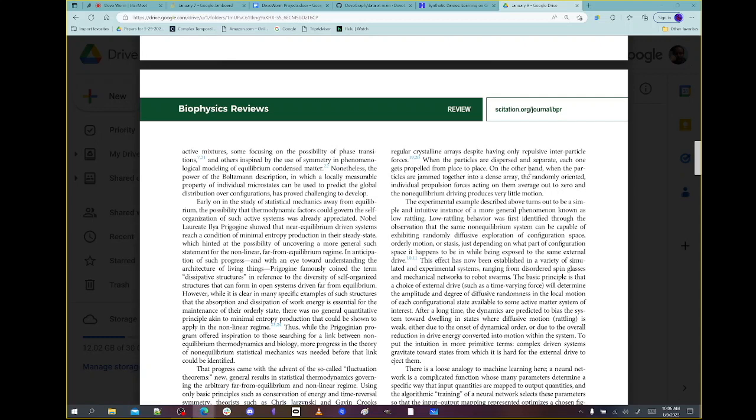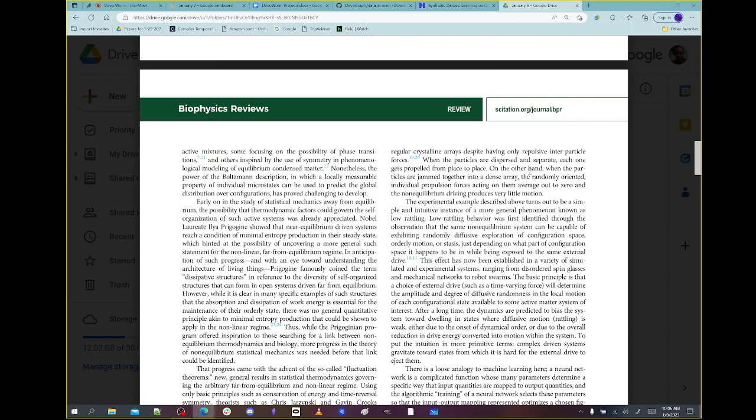So we talked about liquid crystals last year, I think, and how they can be applicable to biology. You have particles at different scales. You can model collective behavior of bacteria that way, but also other types of particulates in actual crystals or in things that approximate crystals. And so this is the kind of system he's talking about. When the particles are dispersed and separate, each one gets propelled from place to place. So when you disperse them through some means, they get propelled all over the place.